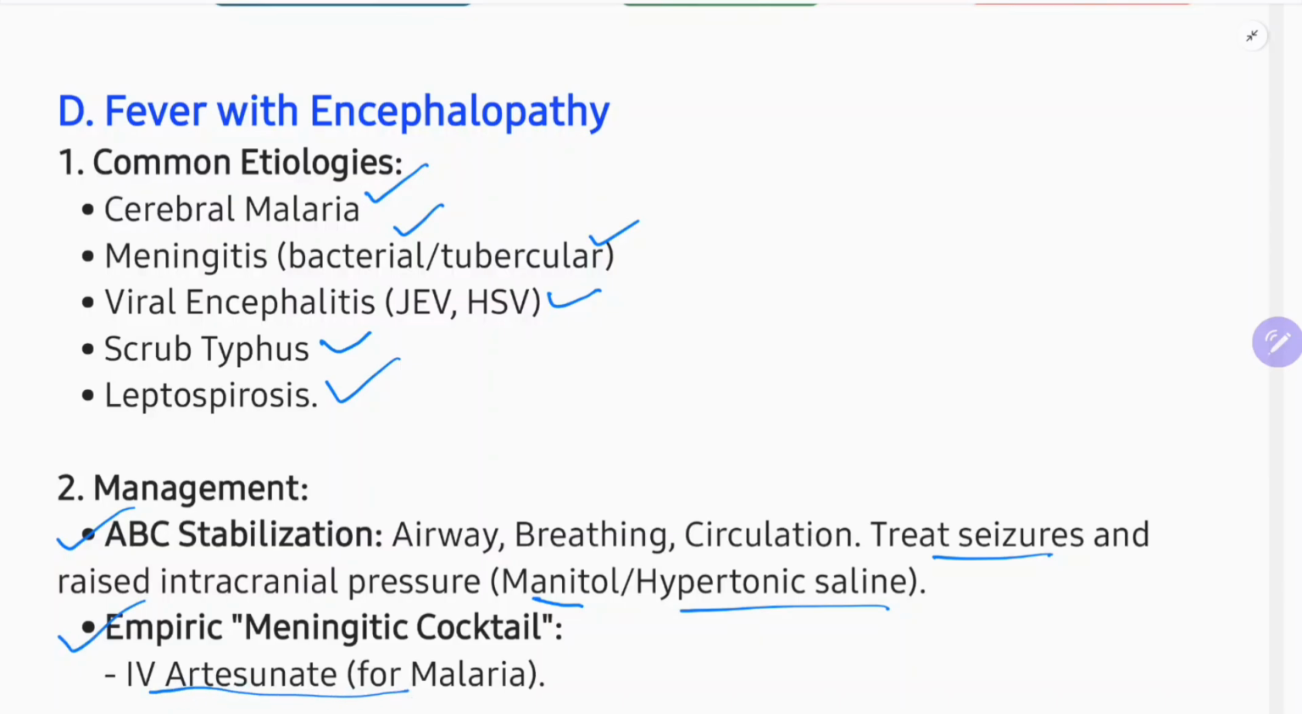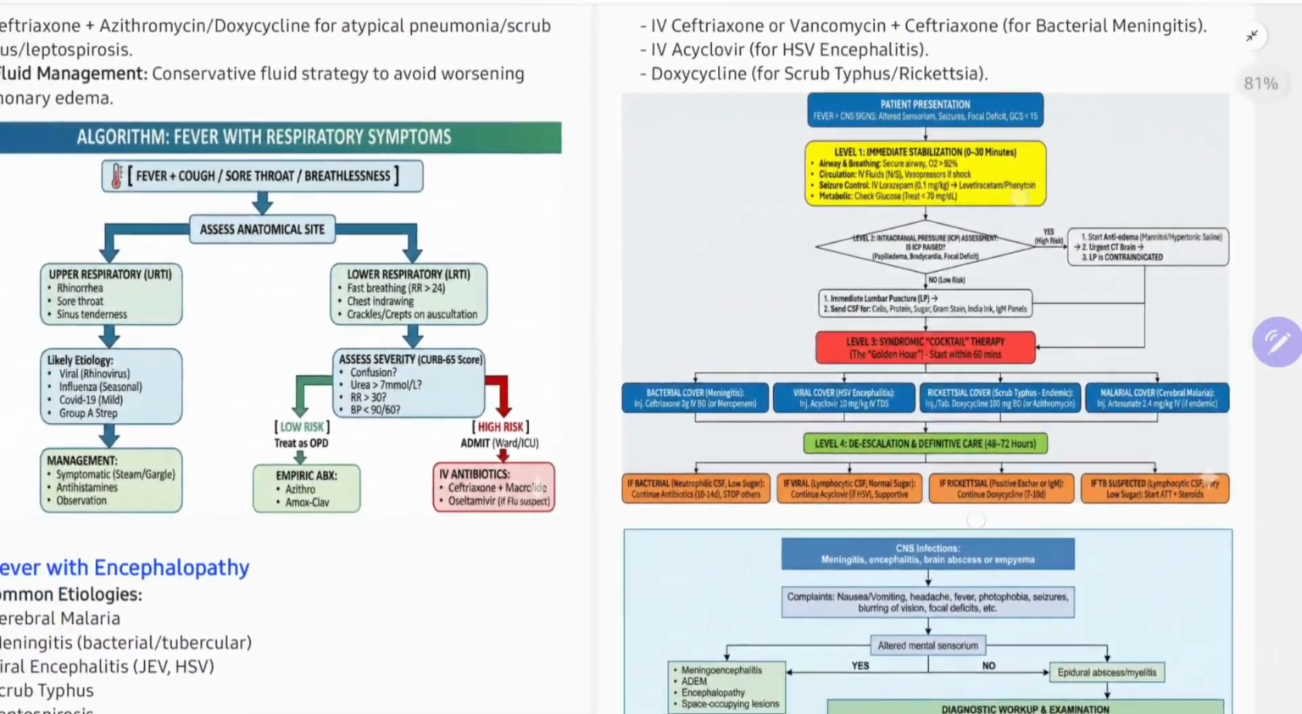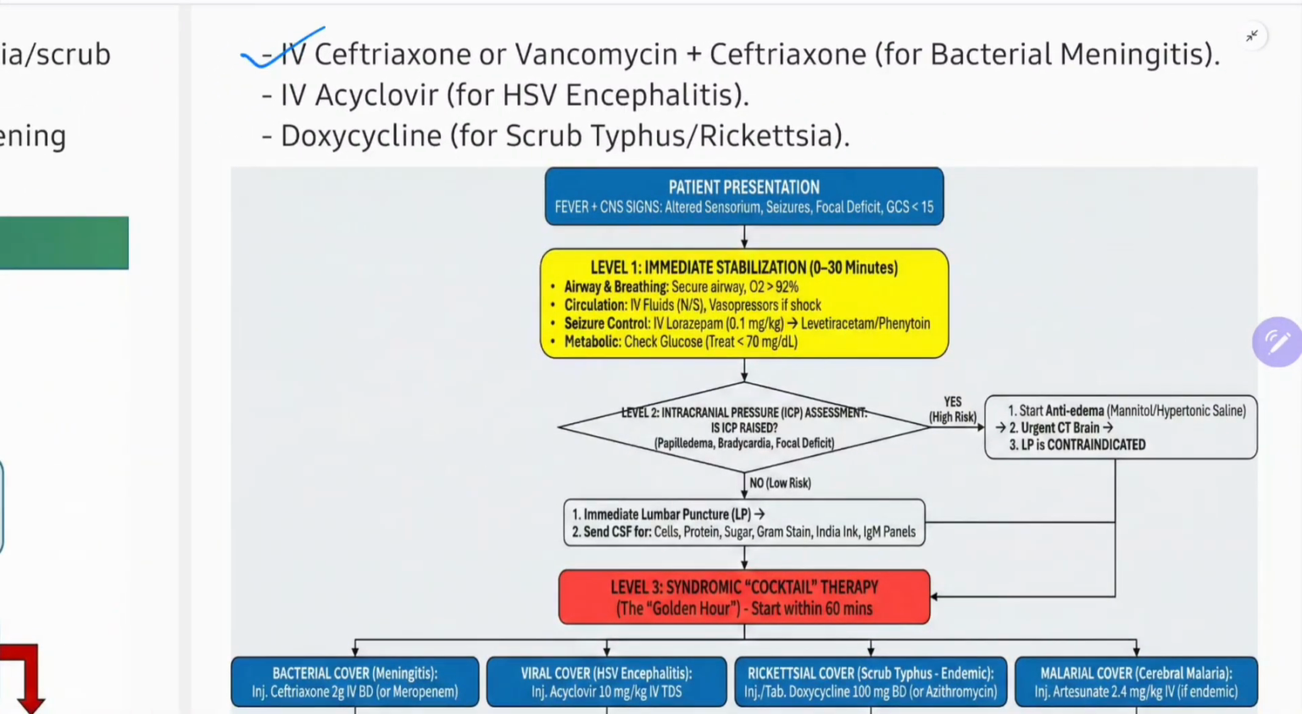So give IV artesunate for malaria, and IV ceftriaxone or vancomycin plus ceftriaxone for bacteria, IV acyclovir for HSV, and doxycycline for scrub typhus and rickettsia. This much empiric therapy should be given in patients presenting with CNS symptoms.